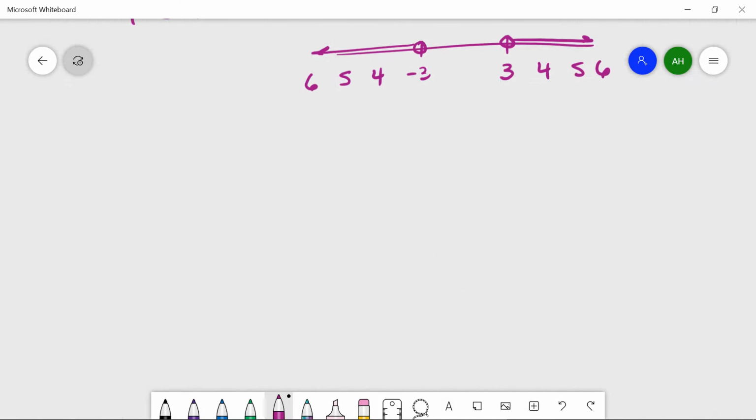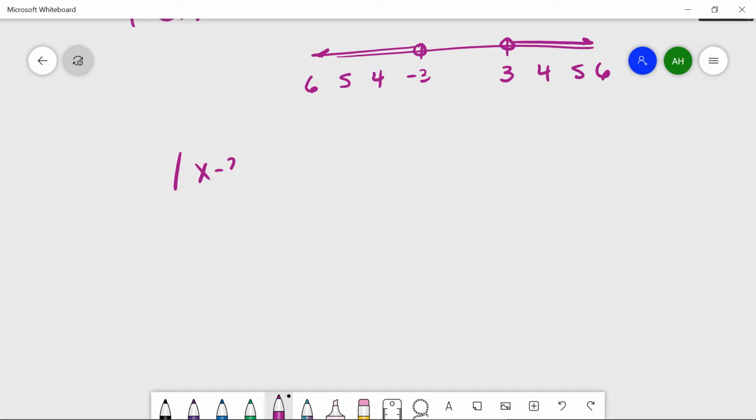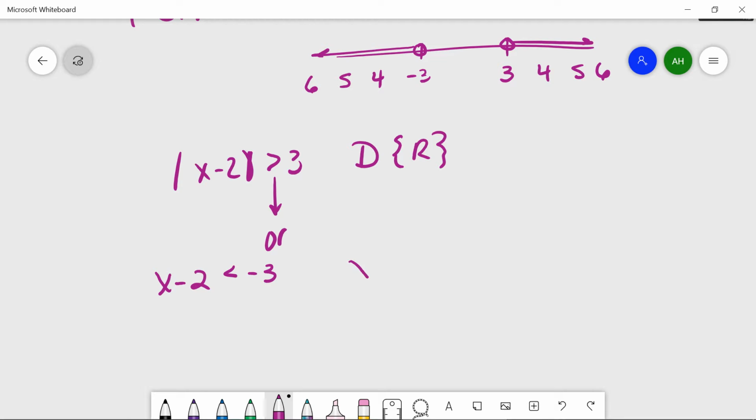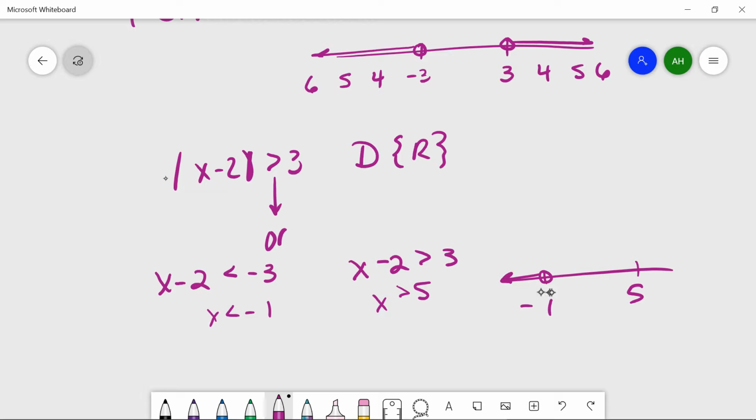Let's do 2 more real quick here. If I've got the absolute value of x minus 2 greater than 3, my domain is real. This is going to give me an "or" situation. So x minus 2 less than -3, or x minus 2 greater than +3. So x is going to be less than -1, or x is going to be greater than 5. It's going to be going in this direction because that's where I'm going to get those other numbers. Those numbers 2, 3, 4 are all going to be greater than that 1.